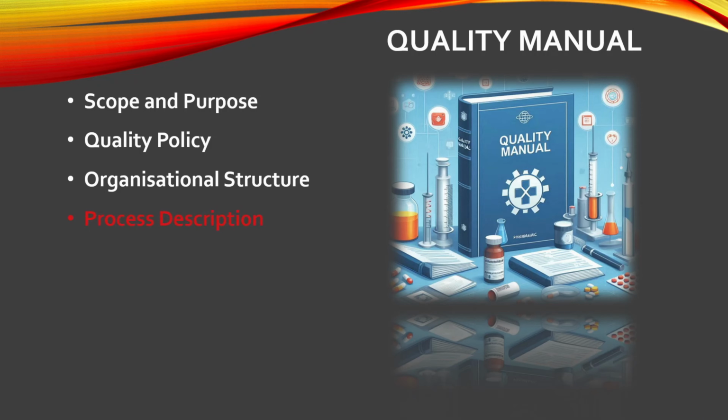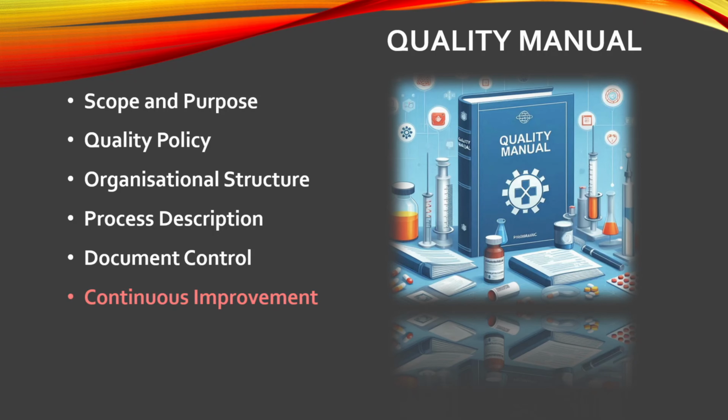Following that, process descriptions. Here, you'll find a high-level description of the key processes within the QMS. This includes everything from deviation management and change control to customer feedback and product recall. After this, document control. This element outlines the procedures for managing and controlling QMS documents. It describes how documents are reviewed, approved, and distributed appropriately, and that obsolete documents are properly archived.